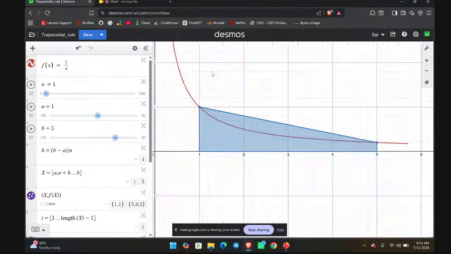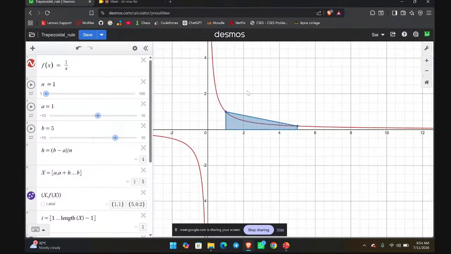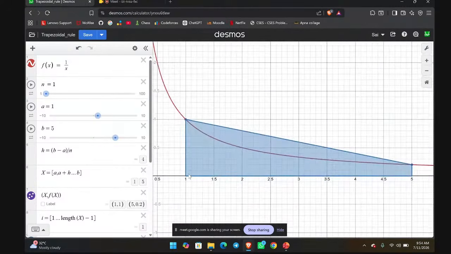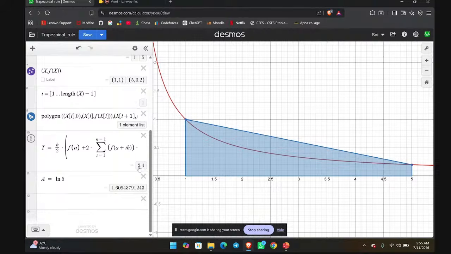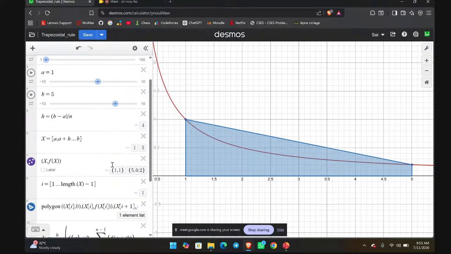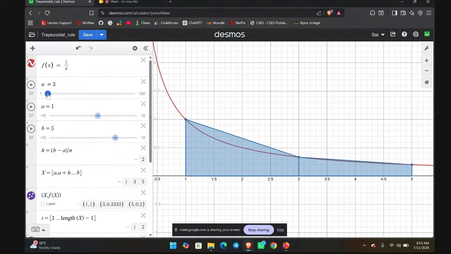As you can see, this is the function 1/x. If you want to find ln 5, we want to find this area under the graph from 1 to 5, right? So first of all, we take one trapezoid, which means the approximation we'll get is 2.4, but the actual value of ln 5 is 1.60943 something. So it's bad. So let us try with two trapezoids.